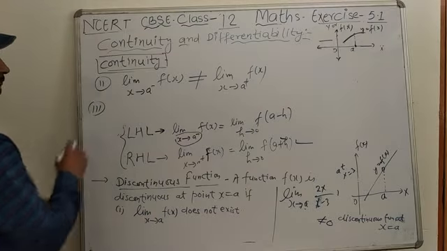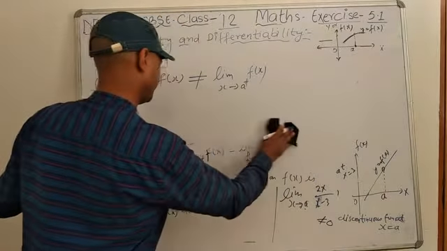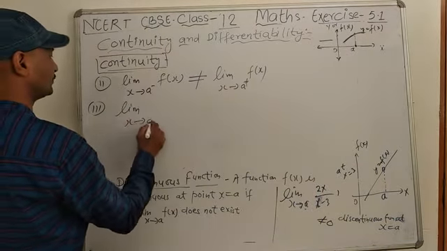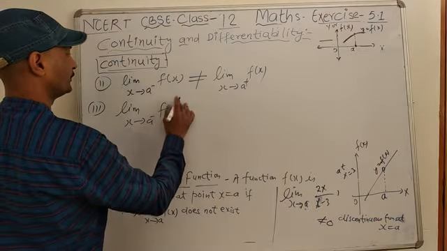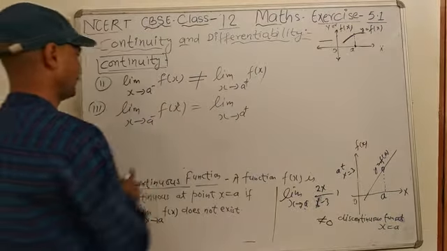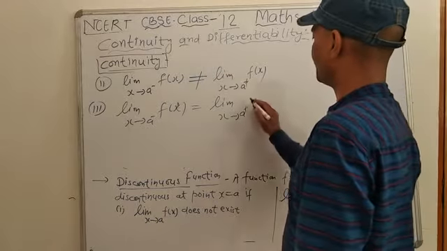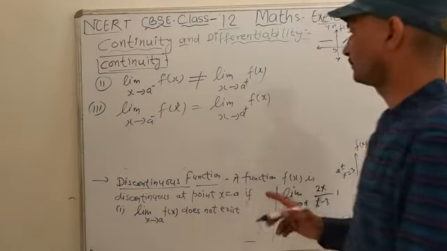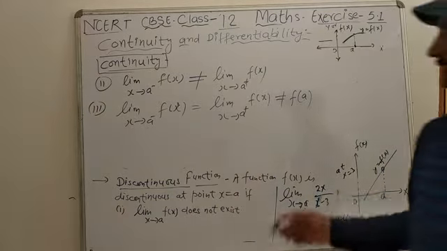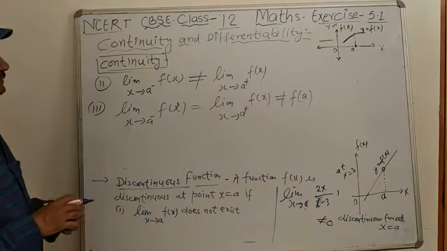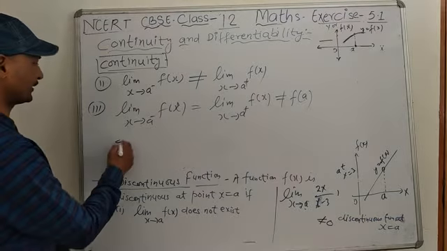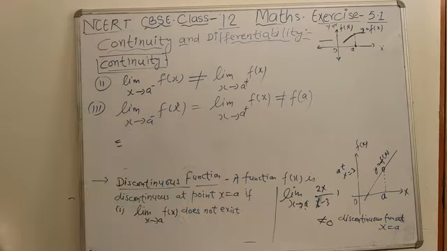And number 3 is the limit as x tends to a. In some cases the left hand limit and right hand limit may be equal to each other. In that case, both are the same but not equal to f(a). In that case, we can say these functions are not continuous. That means we can say it is a discontinuous function. So we will do some questions from the exercise, so it will be more clear to you.